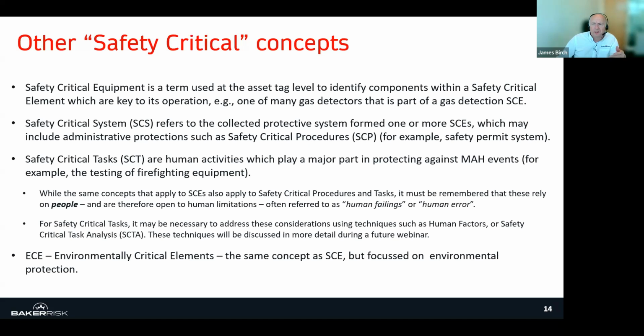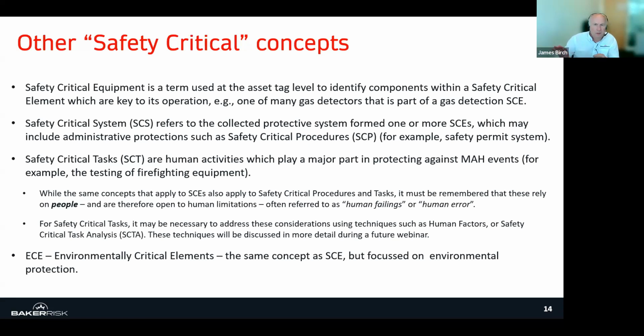Safety critical systems is another term you'll hear, which is often used to describe a collection of safety critical elements. But again, sometimes can be used talking about systems involving people, procedures. And that's where it can become interesting, because as we know, we're not perfect. We were not created to be perfect. So all our systems will have weaknesses. So it's important to consider here that we have to allow for human failings, human errors, and the concept of human factors and safety critical tasks comes into play.